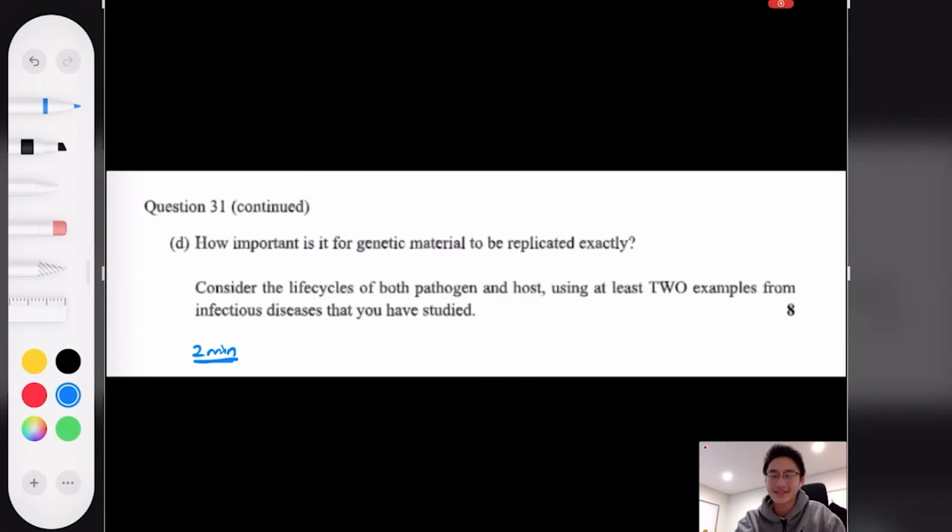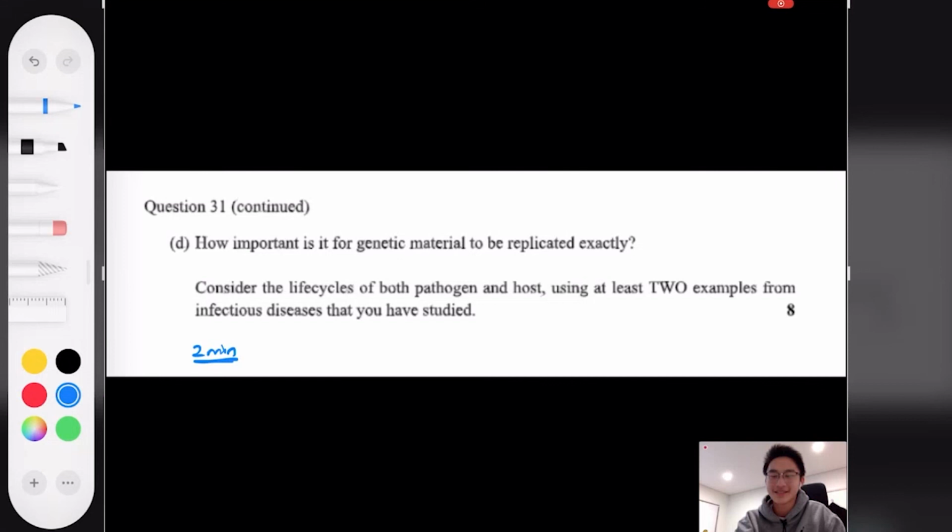There is a literal inquiry question in Mod 5 which asks you, how important is it for genetic material to be replicated exactly? So if you remember that, you would know, I do need to talk about host DNA replication, DNA synthesis, the enzymes involved in those processes, because that's the dot point that would also be tested here. Does that make sense? Good.